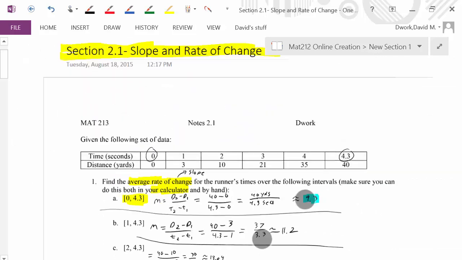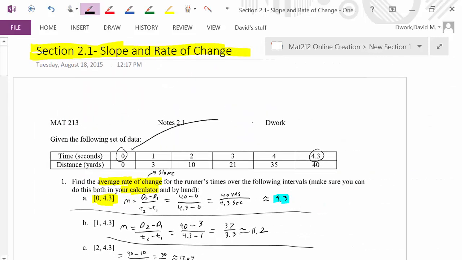So from the time interval, going from 0 to 4.3 seconds, they shot the gun, he started running, and 4.3 seconds went by. How far has he gone? 40 yards. There we go. So conceptually that makes sense.